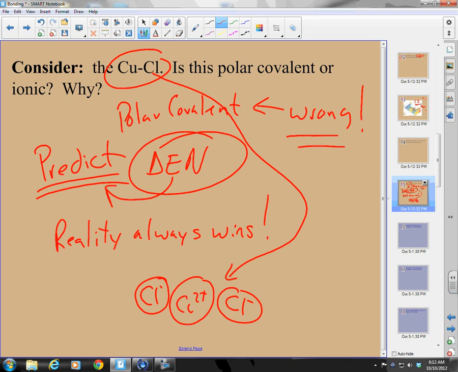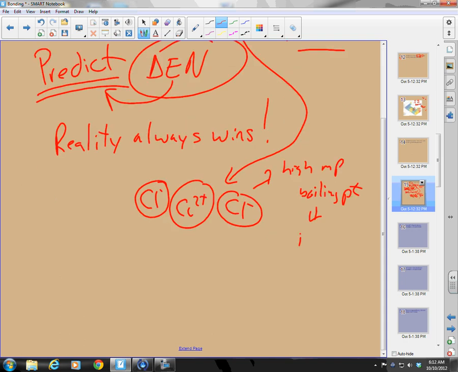And not only that, it has all of the characteristics of an ionic compound, meaning it conducts electricity when it's molten. It has a high melting point, high boiling point, and all the indications that in reality it is ionic. So the real answer is that this is an ionic bond. And why is it? Because that's what nature is.